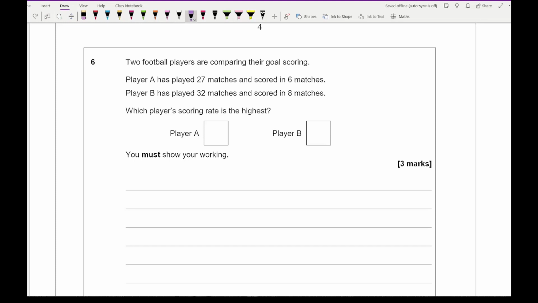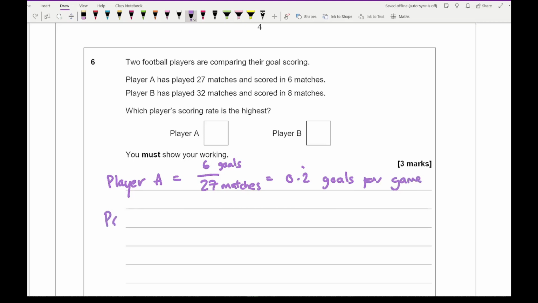So looking at this, what we want to do is work out the rate. Now for this, if we look at player A, when you're doing your proportion, try and acknowledge the units that you're using. So here, if I do 6 over 27, then 6 represents the goals, 27 is the matches. So then when I do 6 divided by 27, which is 0.2 recurring, the units are going to be goals per game, and per just means the division.